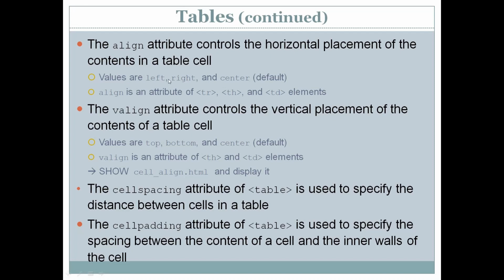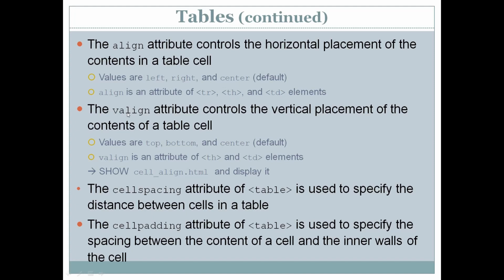This can be used with a value left, right, center. For TH by default it is center, but for TD by default it is left. Align is an attribute of either TR, TH or TD. We can use it with the table rows or table heading or table data elements.